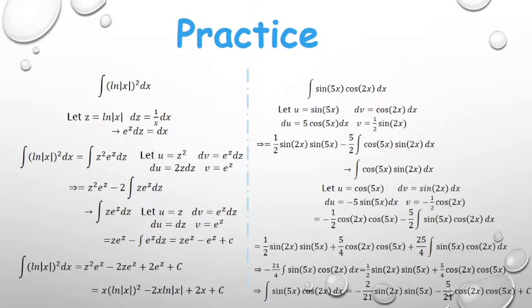Now let's look at the one on the right. We have the integral of sine 5x cosine 2x dx. Here we just simply use integration by parts. It's a little bit complicated and we have to do a lot of algebra and do the integration by parts several times, but that's all we do and we can get the answer after that.